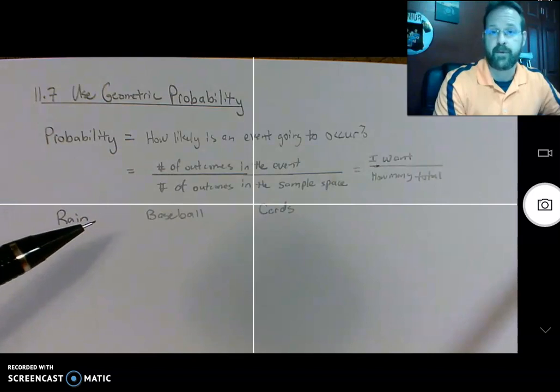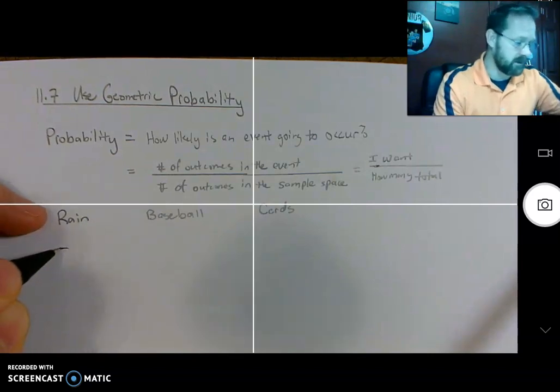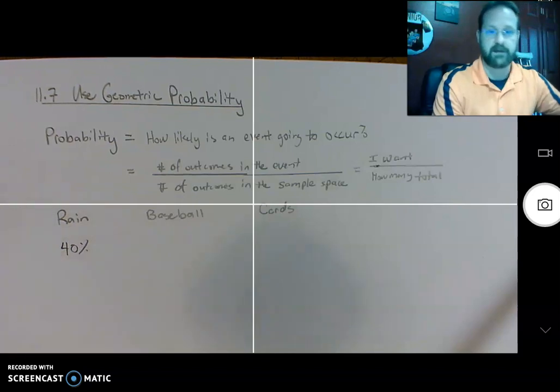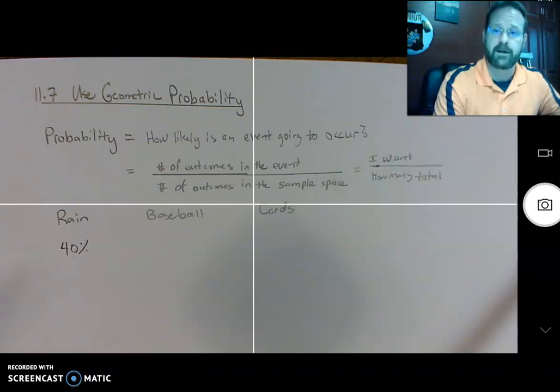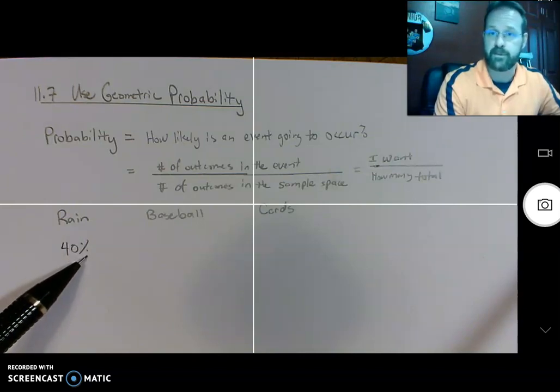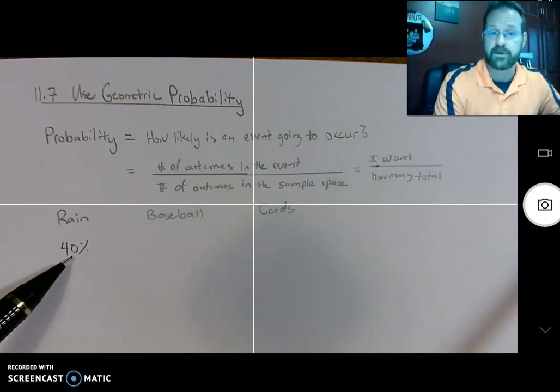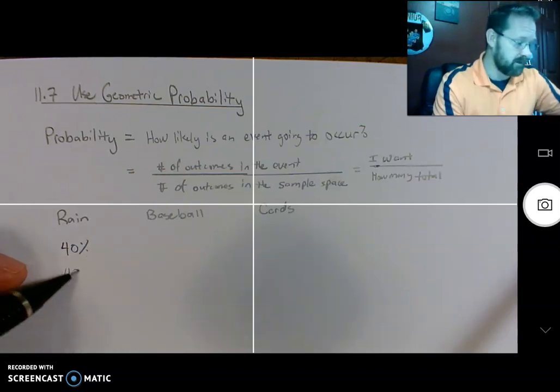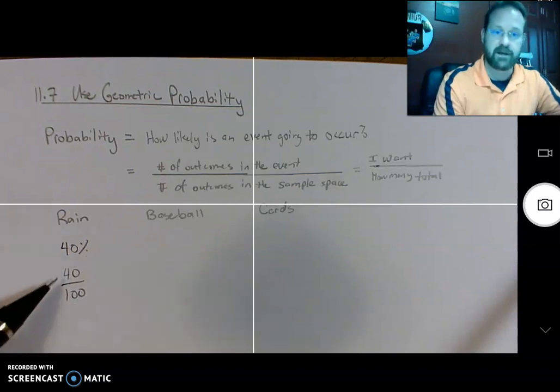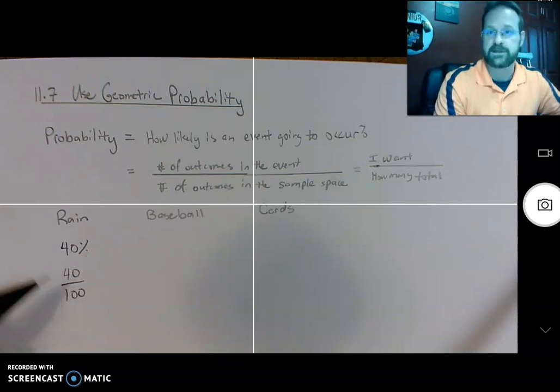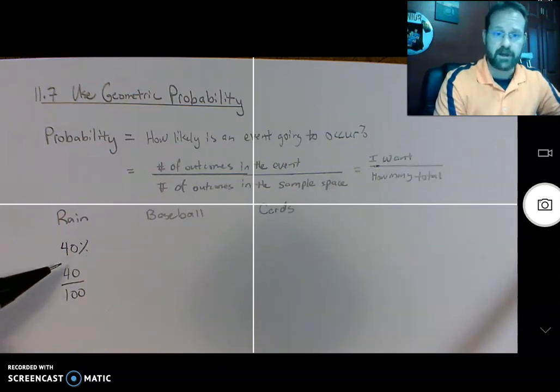Okay, so let's talk about rain. We've often heard there's a 40% chance of rain. There are several ways to represent probability, and one is with a percentage. 40% is 40 per 100, which we could reduce down to 4 out of 10, and then further to 2 out of 5. So you can represent probability as a percentage, or as a fraction, and that's totally fine.